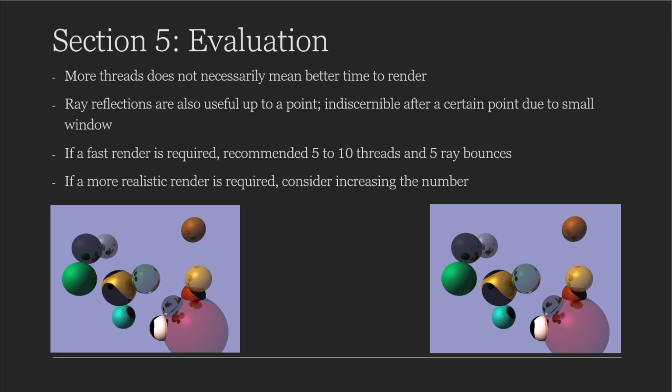Finally, I've learned through my findings that more threads does not necessarily mean more efficiency, since they can eat up memory without any worthwhile returns. What's more, ray reflections are also useful, but only up to a point, since a large number of reflections would not be visible in my program. Ultimately, if a fast render was required, I would recommend 5 to 10 threads and 3 ray bounces. However, if time is not an issue, it may be worth increasing the ray bounces to 5 or more to give a more realistic and high quality result. If I was to continue this endeavor in the future, I would add in softer shadows and some more refraction techniques to help enhance the program.